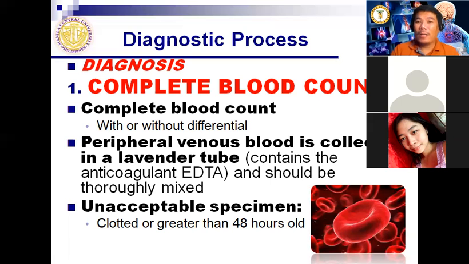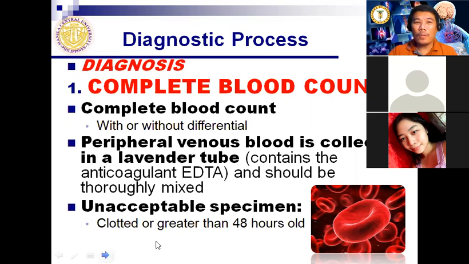And clotted blood may not be considered a valid specimen for testing. So that's why, as an acceptable specimen, clotted blood or a clotted specimen greater than 48 hours may no longer be valid for testing. So upon extraction of the blood, the tube may contain the anticoagulant EDTA, and it's mixed so as to prevent clotting. But if the blood has already clotted, then a specimen should be extracted again for the test.